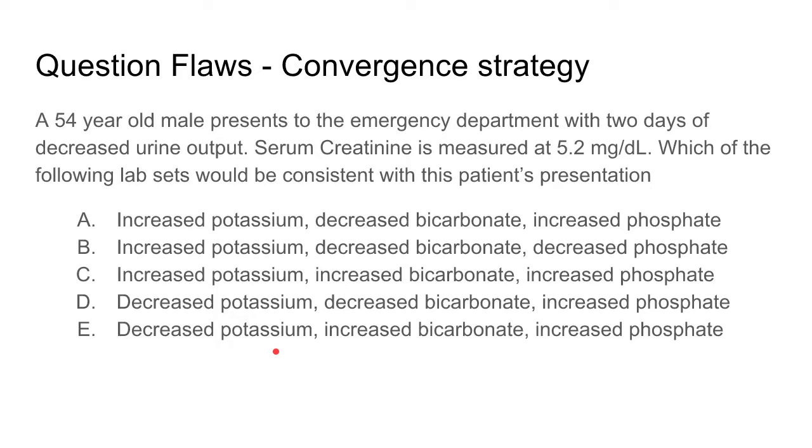For example, we have 3 options that say increased potassium and 2 that say decreased, so most likely it's increased potassium. And we have 3 that say decreased bicarb and 2 that say increased bicarb, so most likely it's decreased, because 3 versus 2. And then finally we have 3 that say increased and 4 that say increased and 1 that says decreased. So just by knowing how many there are, we'll know that the correct answer is A. That's the convergence strategy.